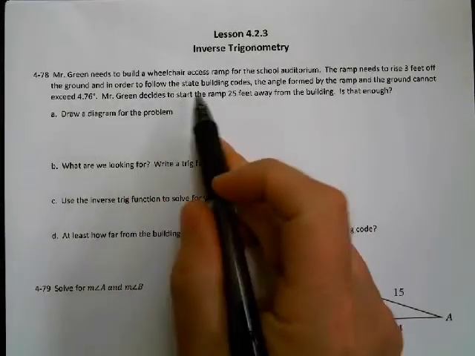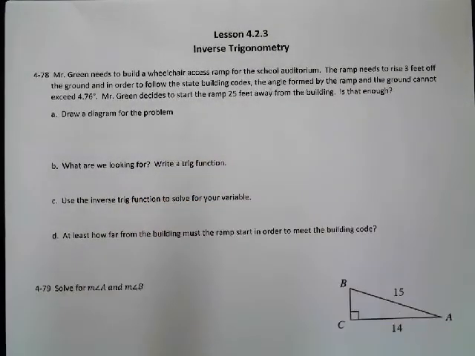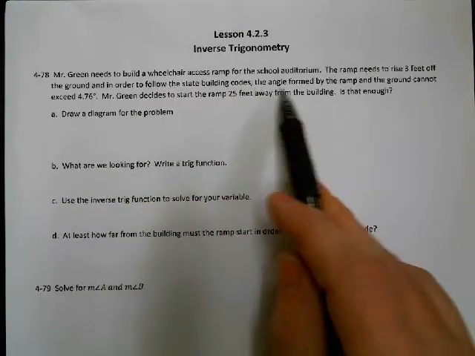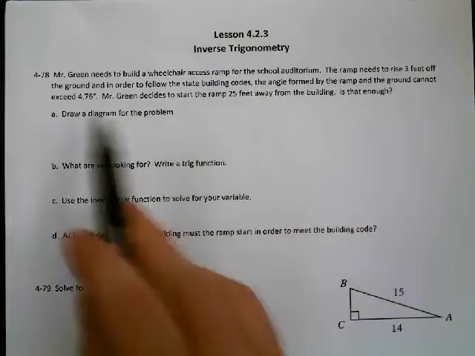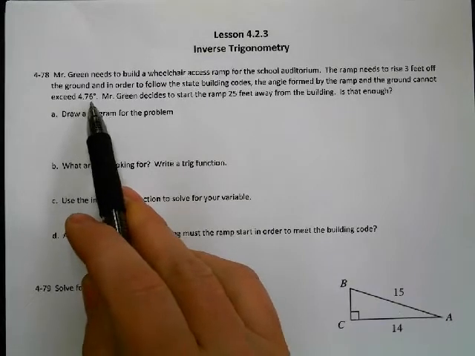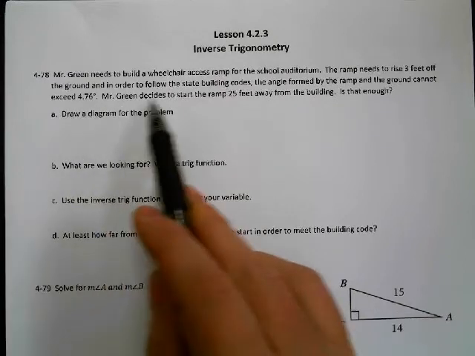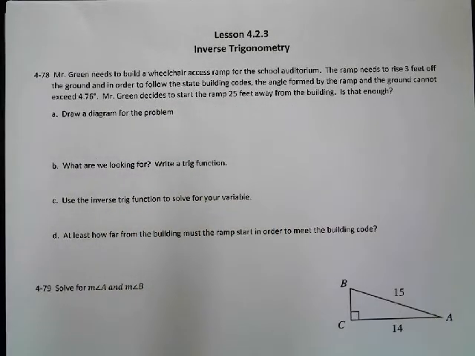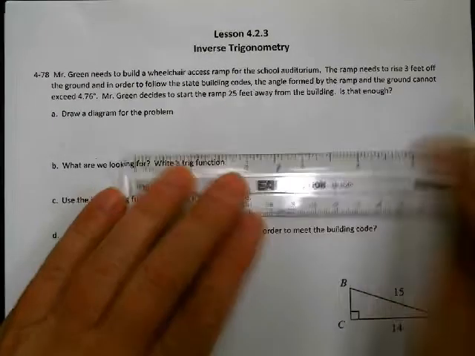All right, so Mr. Green needs to build a wheelchair access ramp for the school auditorium. The ramp needs to rise 3 feet off the ground in order to follow the state building codes. The angle formed by the ramp on the ground cannot exceed 4.76 degrees. That's really specific. Mr. Green decides to start the ramp 25 feet away from the building. Is it enough?